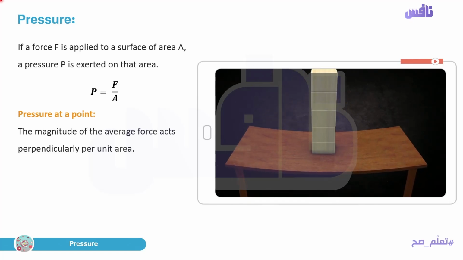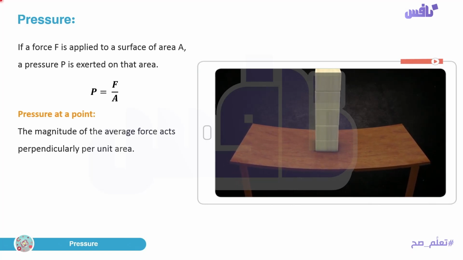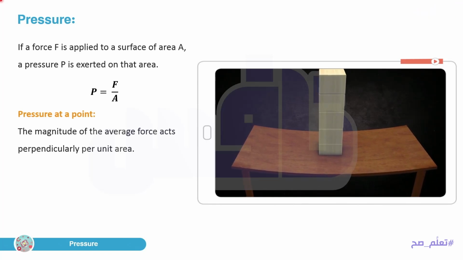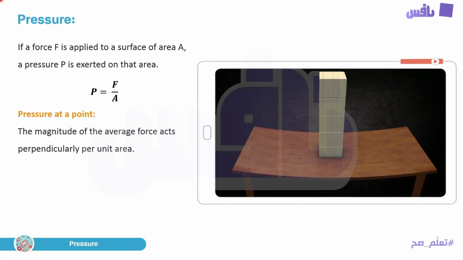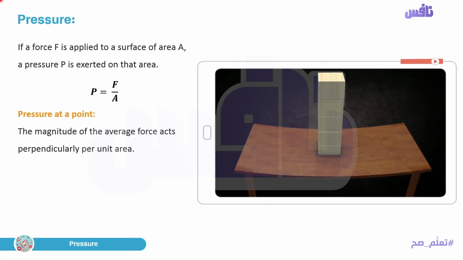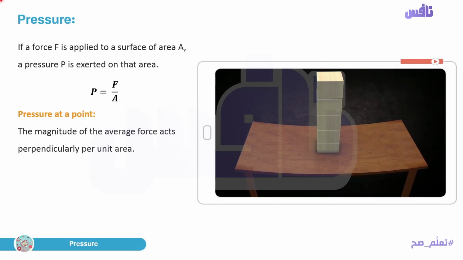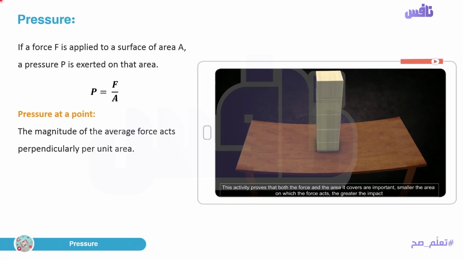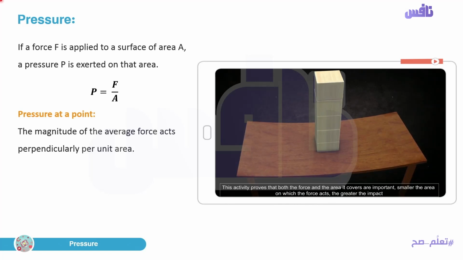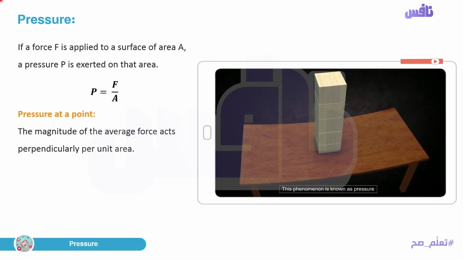And now the total weight will produce a higher pressure because of the lower area. The boxes were all horizontally acting on the table. So this activity proves that both the force and the area it covers are important. The smaller the area, the greater the pressure or impact or effect.